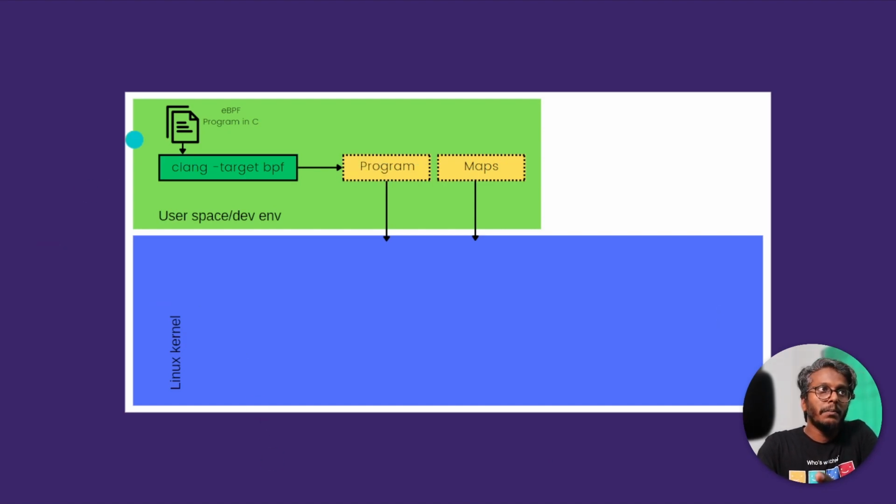Here we write the eBPF instructions in C and compile them using clang to the BPF bytecode. This C program will contain programs and maps. A program is just a set of instructions and a map is nothing but key-value pairs. So this map is used to interchange data between user space and kernel space. This is all about what happens in user space just before the eBPF code is loaded into the kernel.